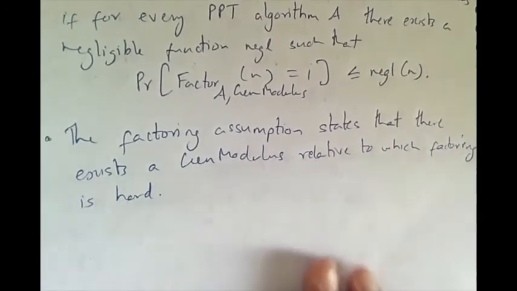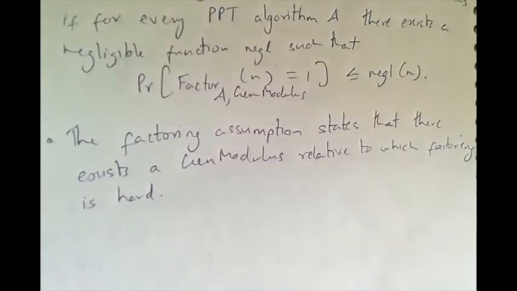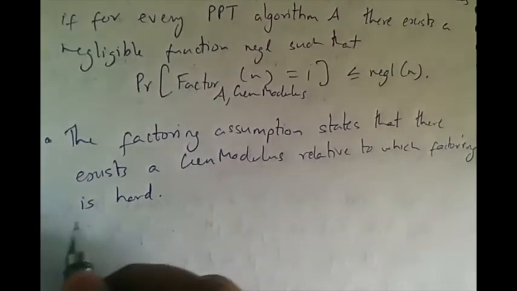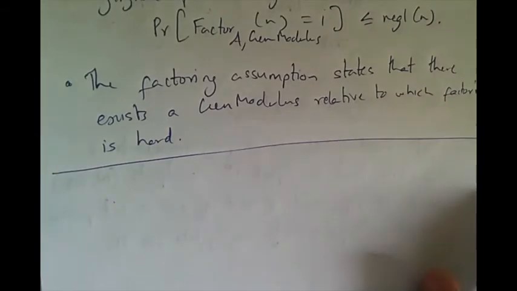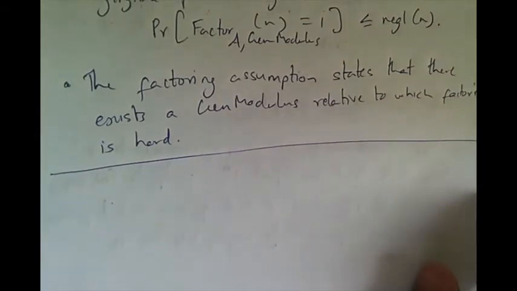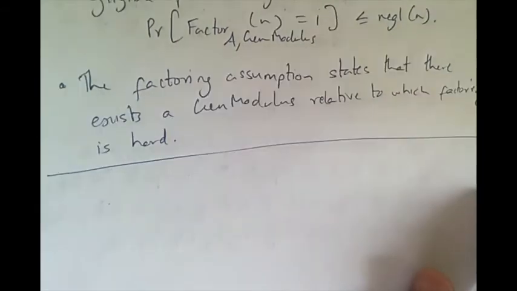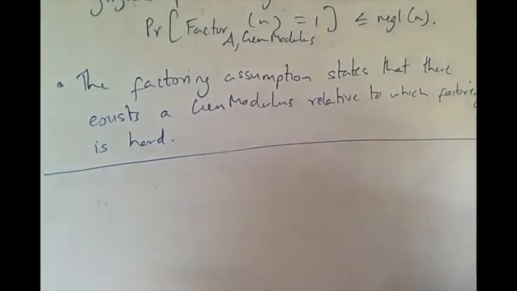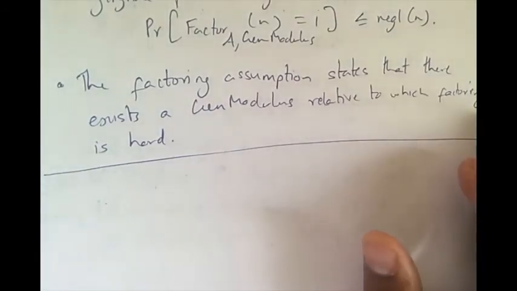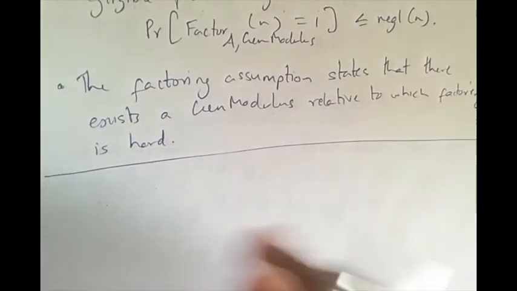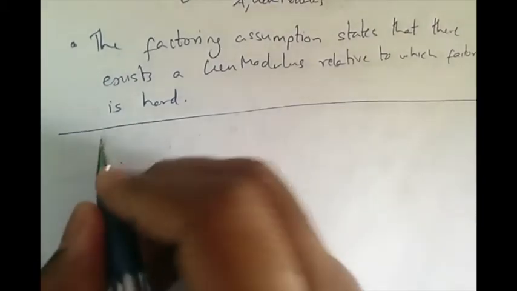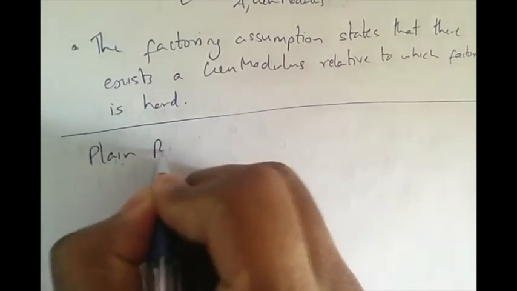So now we are ready to define the plain RSA. We'll relate this factoring assumption to something called the RSA assumption. But before we can discuss the RSA assumption, let's first look at RSA itself and see how that works. I'm going to describe a flavor of RSA which is called plain RSA.